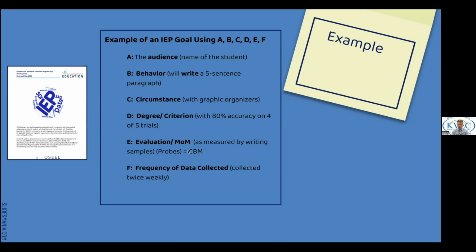And then you're going to use a rubric to assign points for each of the sentences, and you're going to turn that into a percentage. There are lots of ways to do it, but we would want to always make sure that we have all the proper pieces with A, B, C, D, E, F.